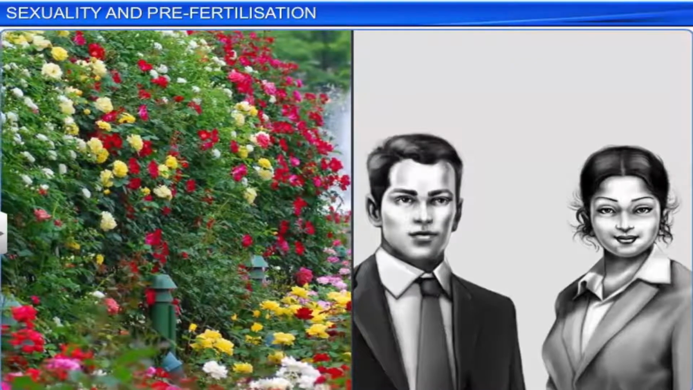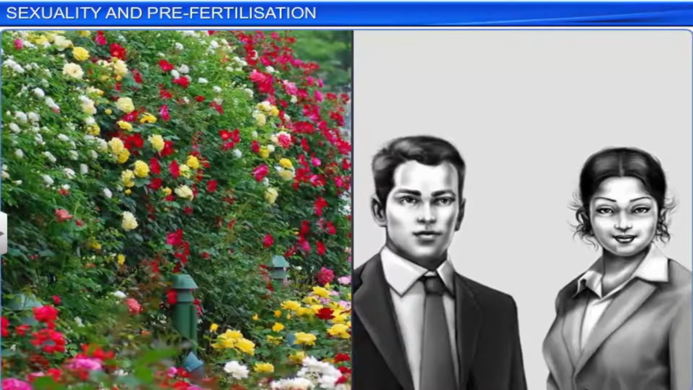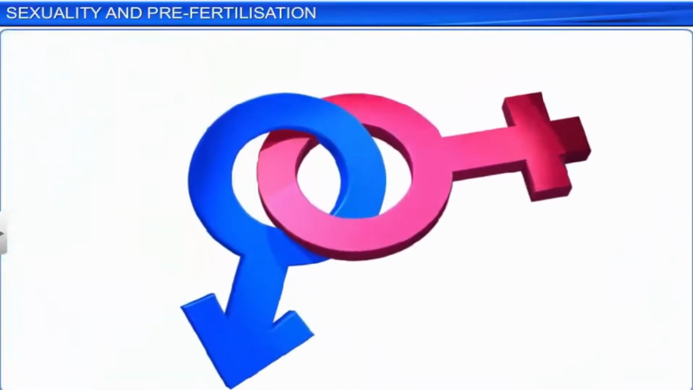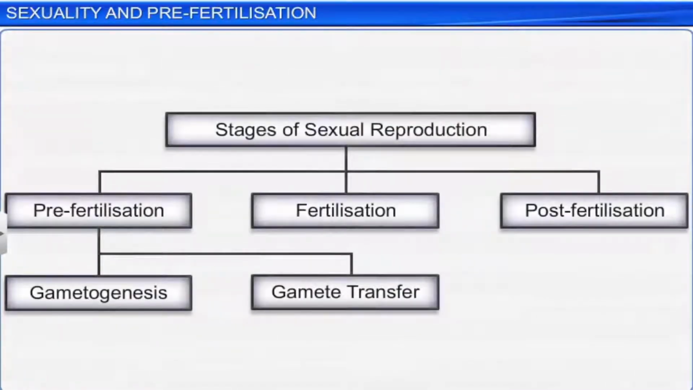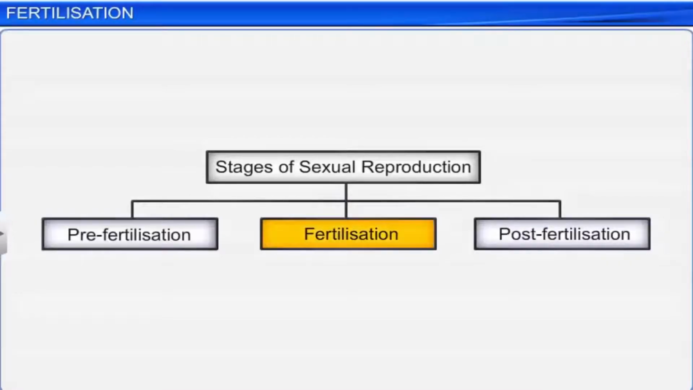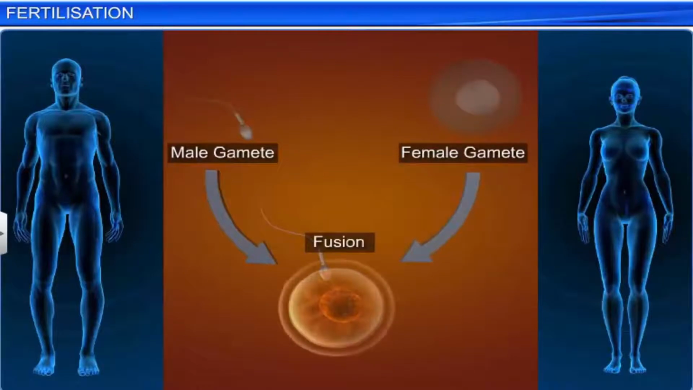While plants depend on water and wind for gamete transfer, unisexual animals such as human beings have developed a special mechanism called copulation for gamete transfer. Thus, whether in animals or plants, gamete transfer and gametogenesis are the two main events that occur in the pre-fertilization stage of sexual reproduction. Fertilization, the second stage in sexual reproduction, is also the hallmark of the process. During this stage, the male and female gametes fuse to form a diploid zygote.